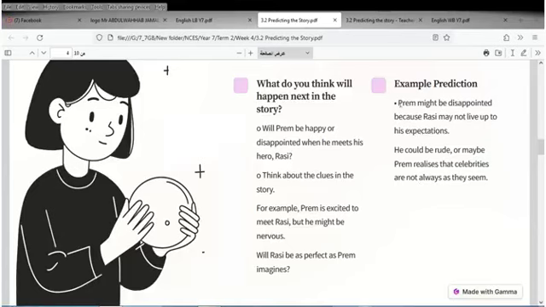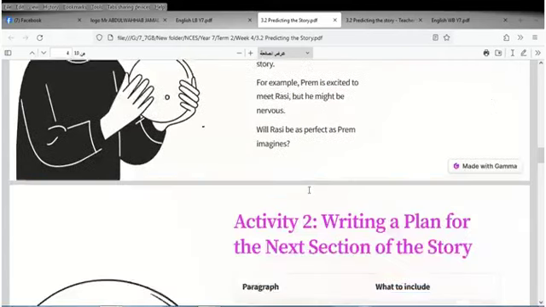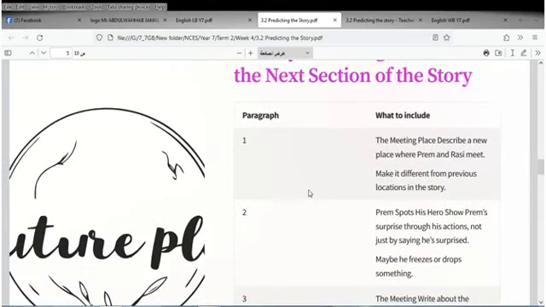So Reem might be disappointed because Rasi may not live up to his expectation. If we have a negative expectation or prediction, Rasi could be rude. Or maybe Reem realizes that celebrities are not always as they seem. He is a celebrity, but he is not a hero. That's the ugly scenario, the negative scenario. While the positive scenario, the bright image, is that he is a hero and he is a celebrity. Let's go and see. Okay?